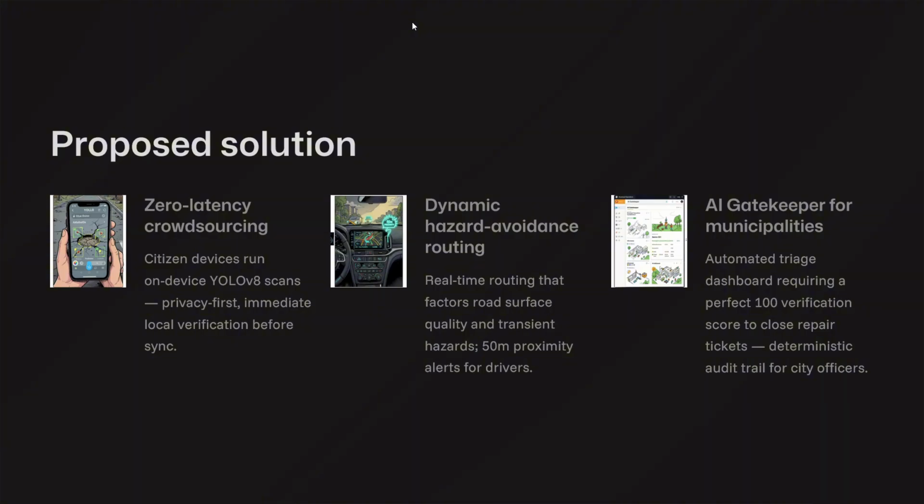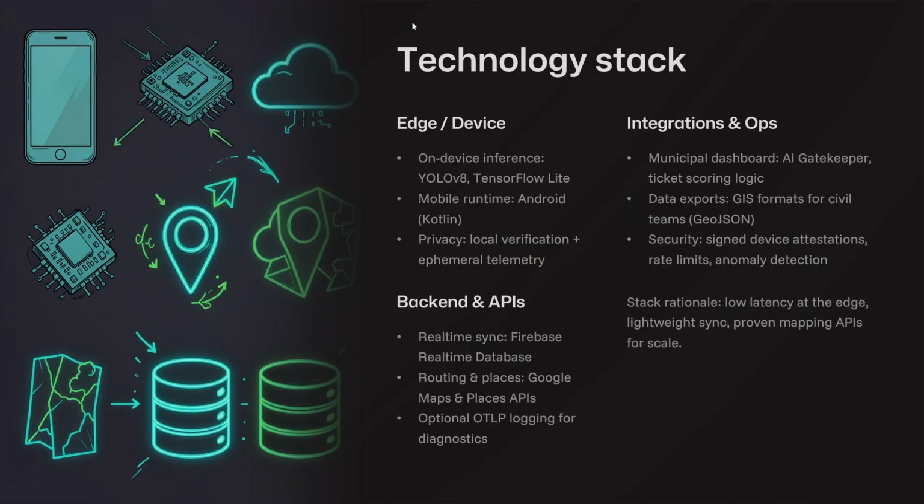And the best part is, after they repair the road that was damaged, which had been reported by a citizen, it will be verified by our AI gatekeeper and it will only close the ticket if a fresh scan gives a full 100 score of the clean repaired road. So no forms, no guessing, just sense, score, route and verify.